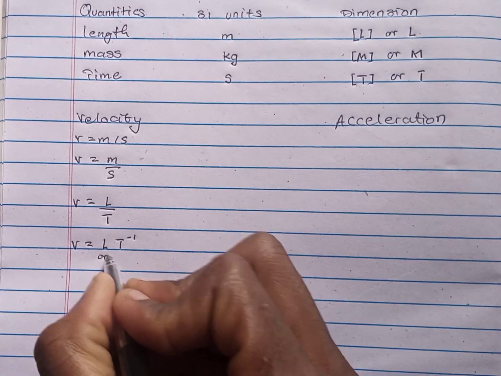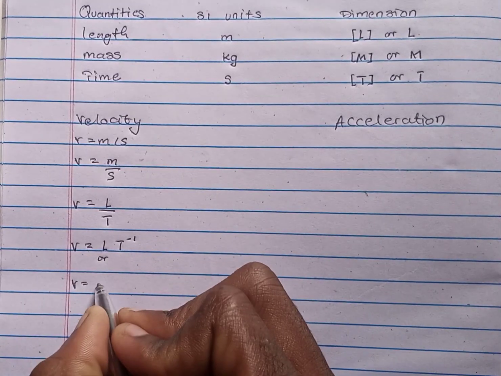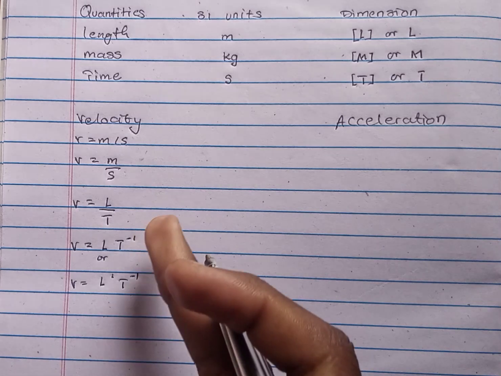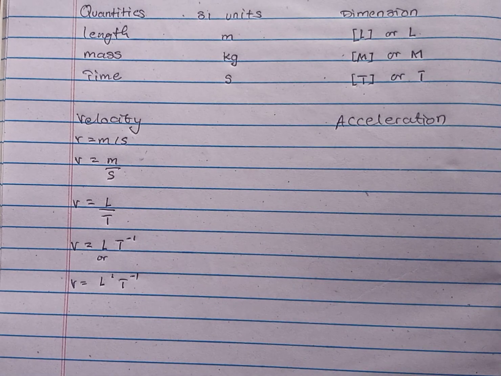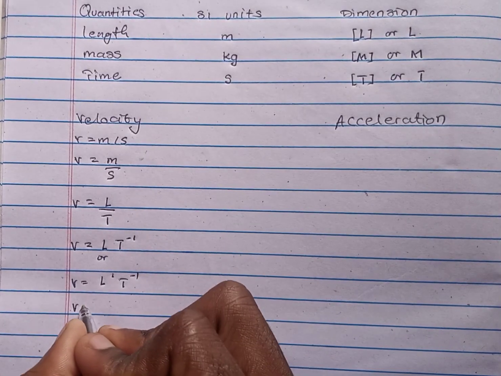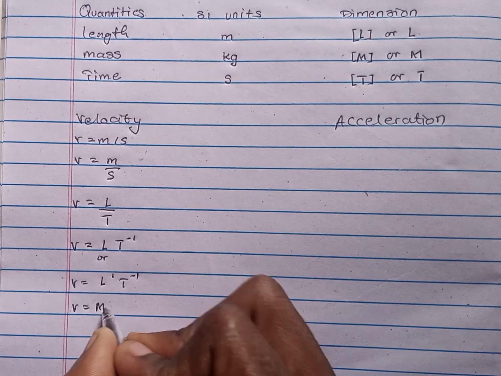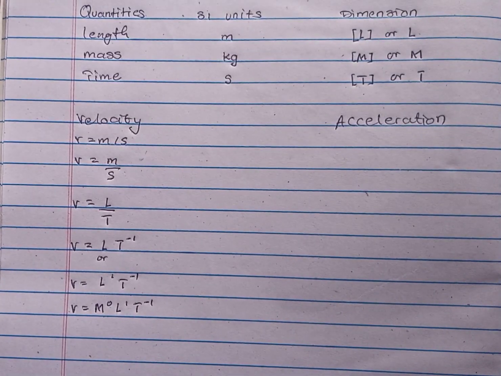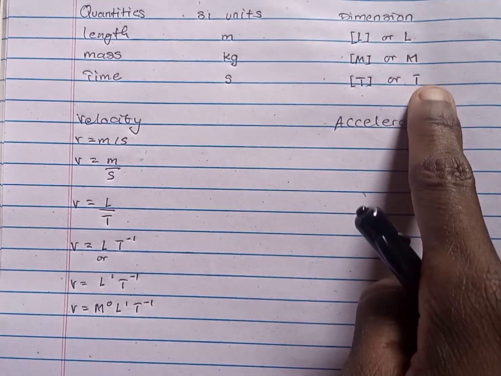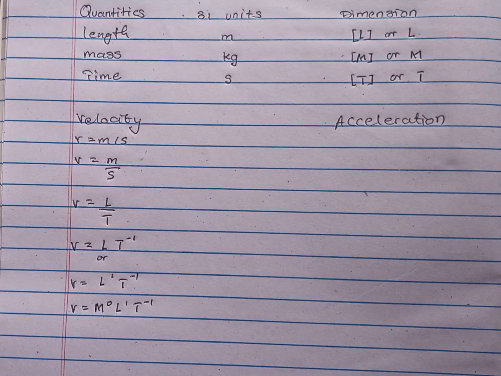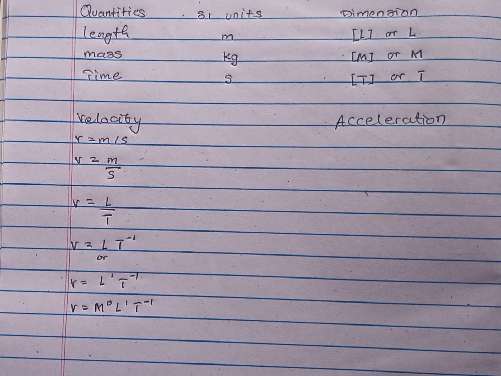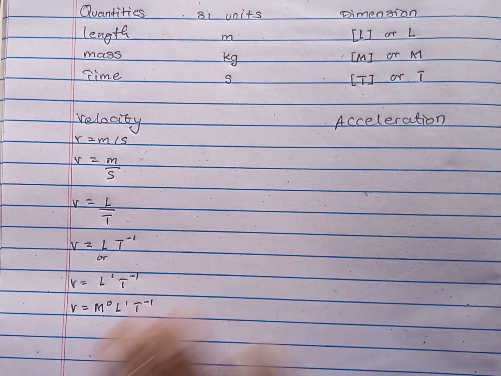It can also be written as velocity is equal to L to the power 1, T to the power minus 1. It's just one and the same thing. Or if you want, you can write it as V is equal to M to the power 0, L to the power 1, T to the power minus 1, including all dimensions of the three quantities. Because M to the power 0 just means that we have 1. Let us look at acceleration.